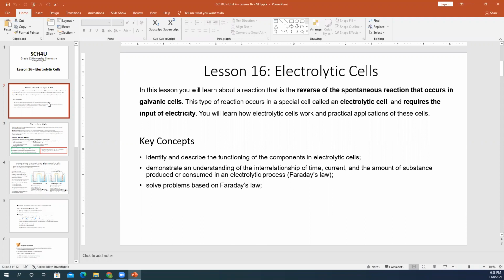And in this lesson we're going to talk about the components of electrolytic cells.